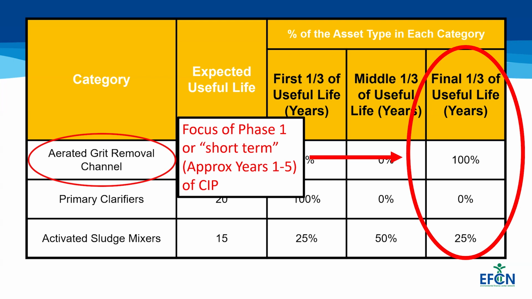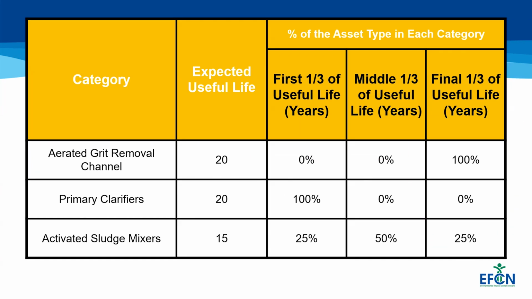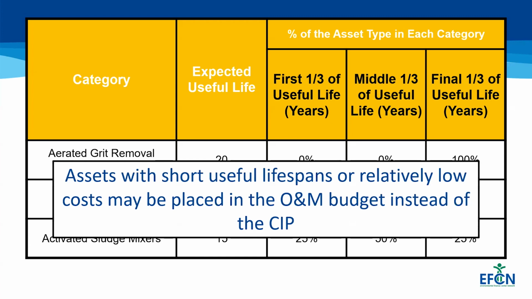For longer-term CIPs, phase 1 may be up to 15 to 20 years. Another lifespan consideration to think about is different types of assets in your system may have a shorter lifespan than your actual CIP phases. For these types of assets, you may be building in projects that reoccur in each phase and even more than once in a single phase. These types of assets should be evaluated carefully because assets with short useful lifespans and or low costs should possibly be built into your operation and maintenance budget instead of the CIP.